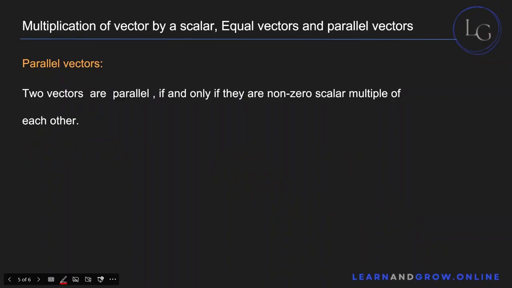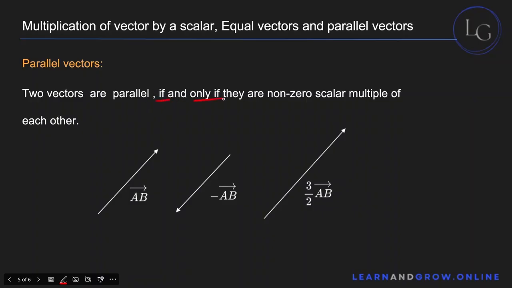So let's discuss parallel vectors. Now, two vectors are parallel if and only if they are non-zero scalar multiples of each other. So they can be in opposite directions, because let's just say this is vector AB, and this is negative AB because it is in the opposite direction to the original vector AB. But it is a scalar multiple because negative AB is just -1 into AB. -1 is the non-zero scalar multiple. So AB and negative AB are scalar multiples of each other.